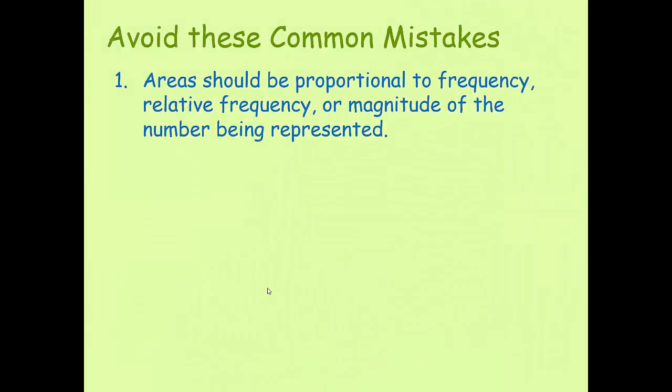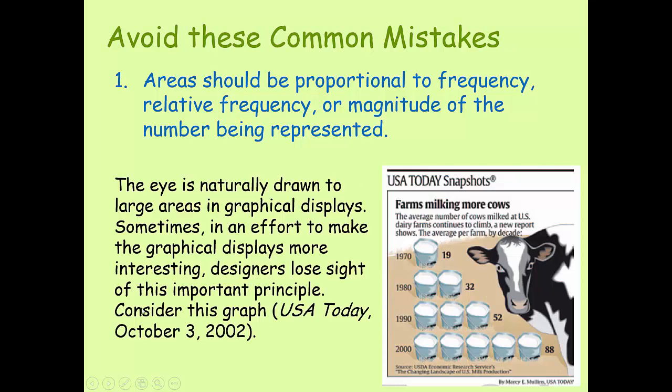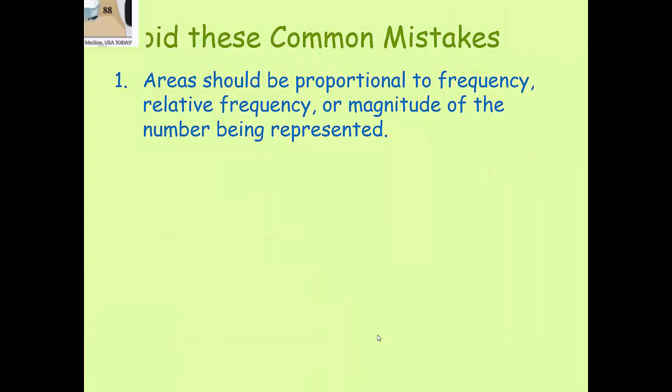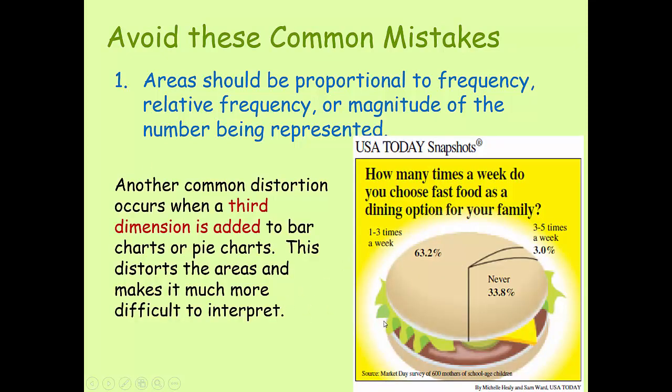studied. Mistakes that can be made: areas should be proportional to the frequency, relative frequency, or magnitude of the number being represented. The problem is your eye is drawn to larger areas. This may not make sense because if one bucket's 19, wouldn't two buckets be 38? So using something like this, it kind of lies to you because it makes things look like they're more than what they really are. So by replacing the bars of a bar chart with milk buckets, I should say, the areas actually become distorted. Areas should be proportional to the frequency, relative frequency, or magnitude. 3 dimensions are beautiful and they look cool, but they're bad to do because they distort areas and it makes it more difficult to actually interpret.